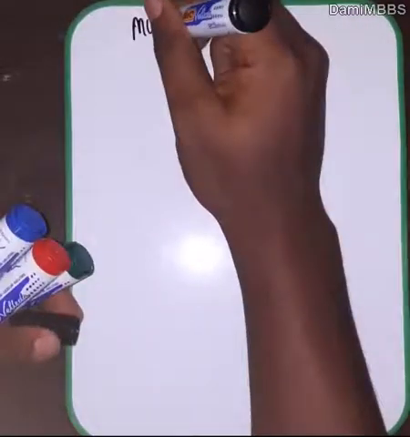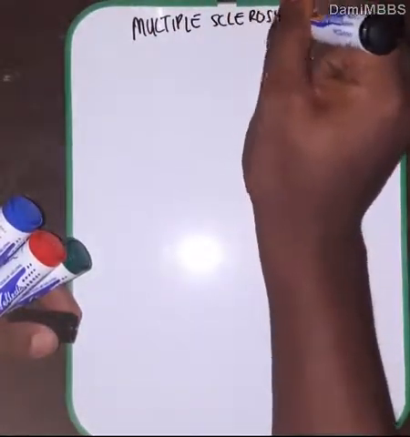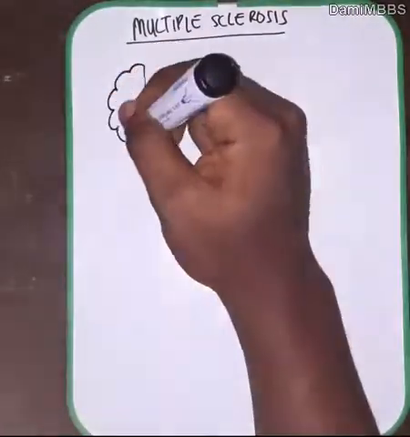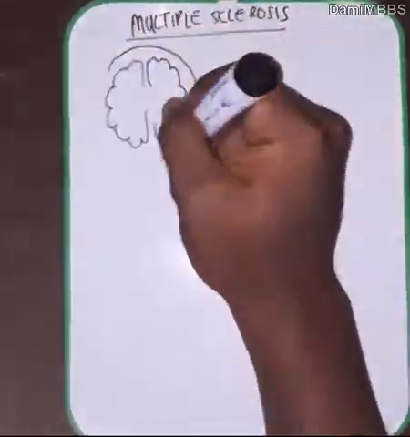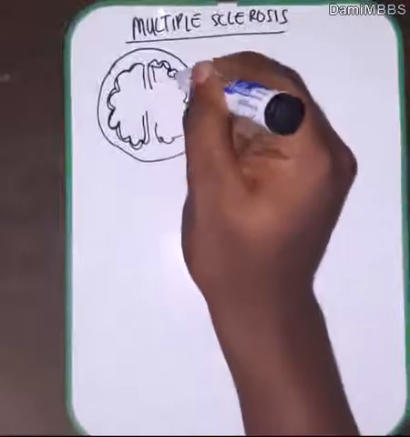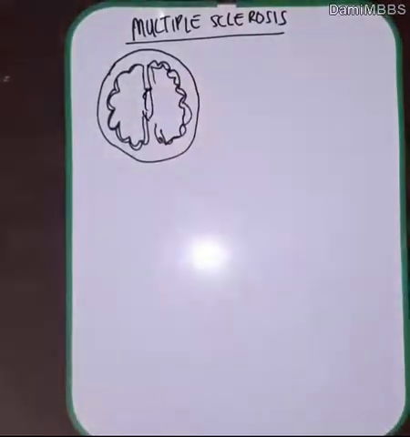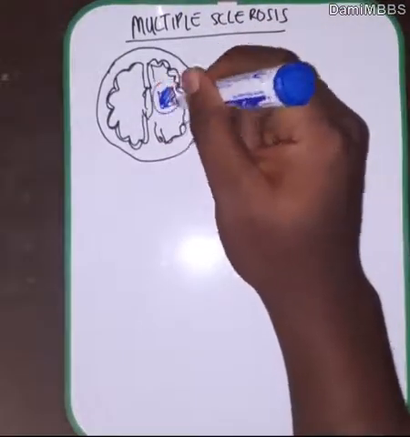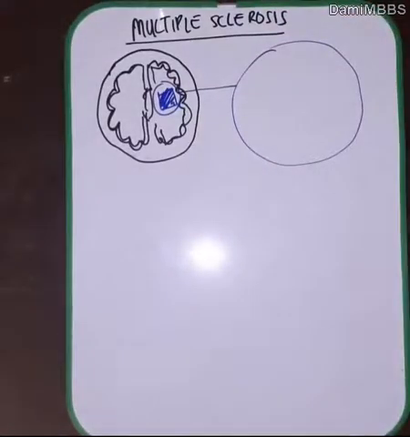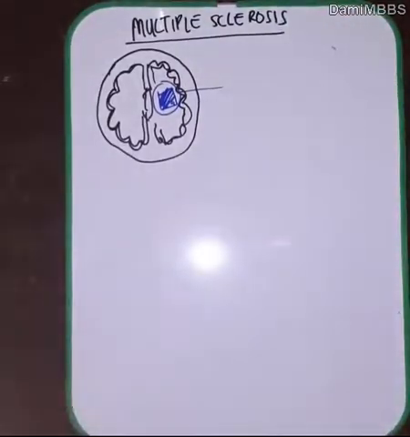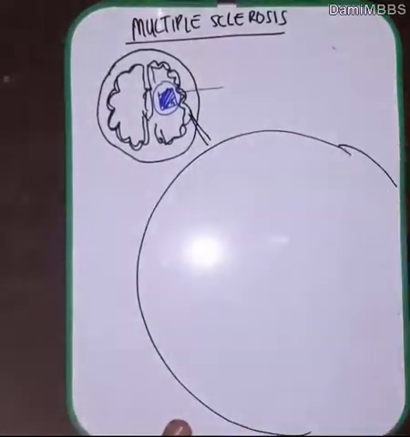Hi, so today we'll talk about multiple sclerosis, a chronic inflammatory demyelinating condition which causes damage to nerves. Now we'll see a hypothetical picture of the brain and a lesion in the white matter. The white matter is basically a collection of axons, whilst the nerves make up the grey matter of the brain.